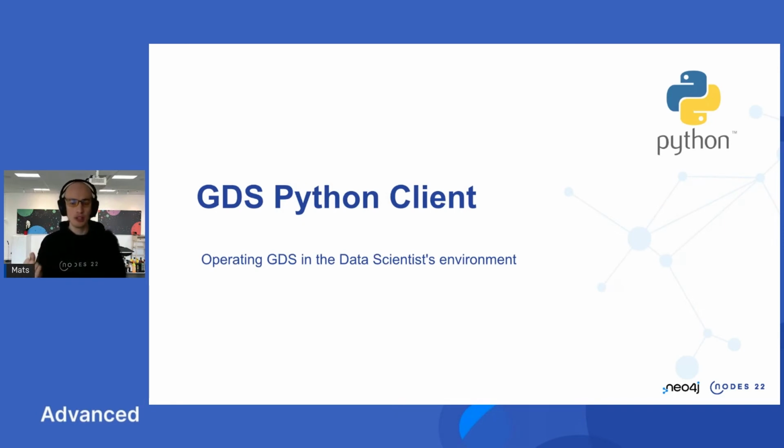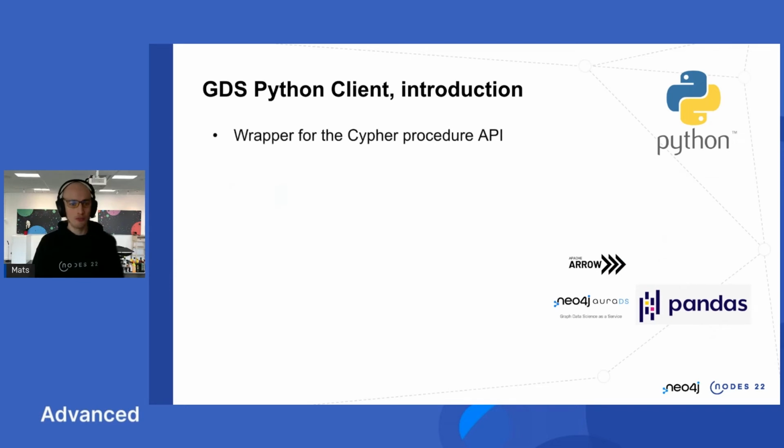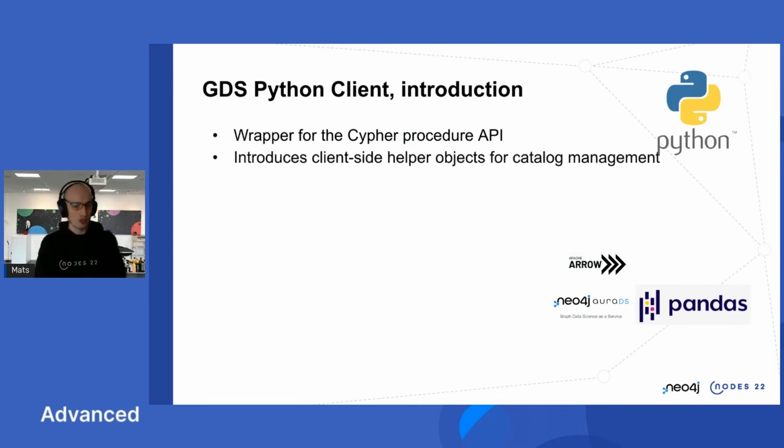Fast forward to the next section, GDS Python Client. So what is this? Well, this is really a Python product, a Python library. It's a wrapper for the Cypher Procedure API. Well, it's not really a wrapper. It produces Cypher code for you. And it introduces client-side helper objects for catalog management.